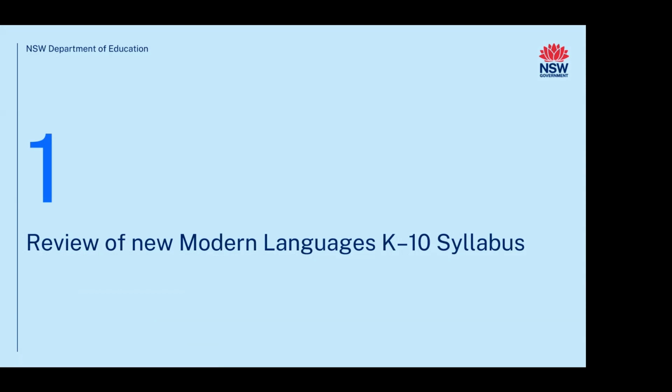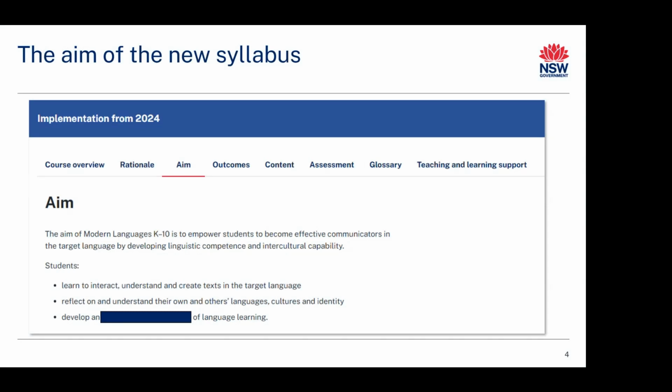Let's start with a quick review of the new syllabus. We must consider the aim of the syllabus when programming for our students. Think about how you can empower students in your classroom and what contributes to effective communication. Ultimately, we want students to choose languages as an elective. So the third dot point here is highly significant. Does anyone know what the words are behind the navy rectangle? Feel free to type your answers in the chat. I'll give you a little minute to type your answers.